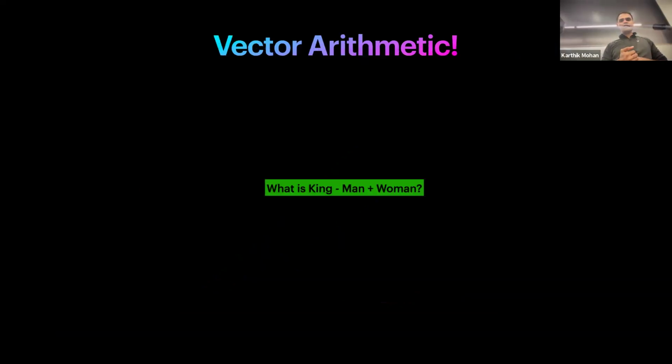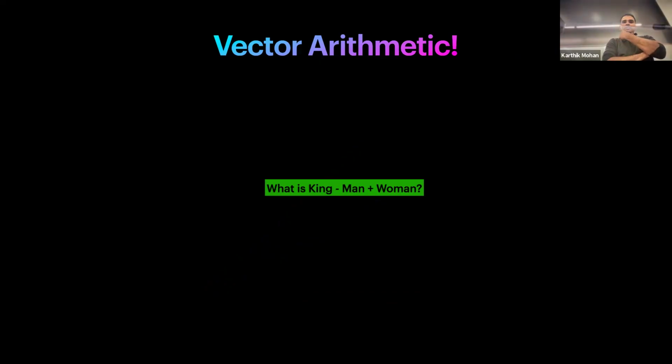I think we spoke about this in the first class. If you ask this question, king minus man plus woman, it wouldn't have made sense before embeddings came into play. How do you subtract words and add words? That doesn't even make sense. But if you had embeddings, you subtract embeddings and add embeddings, and then you do cosine similarity with other word embeddings to see which one makes sense.